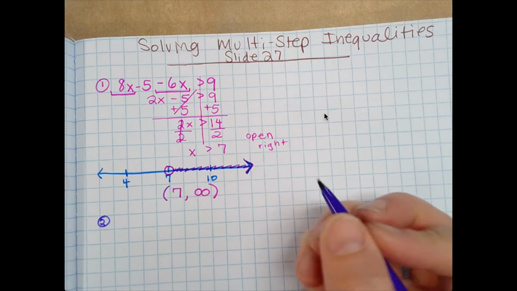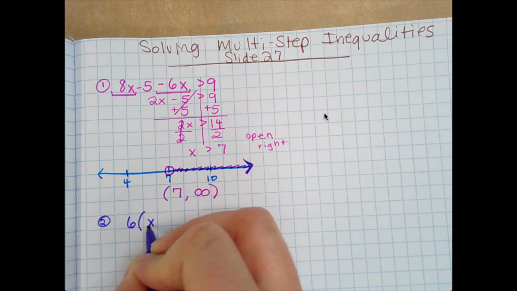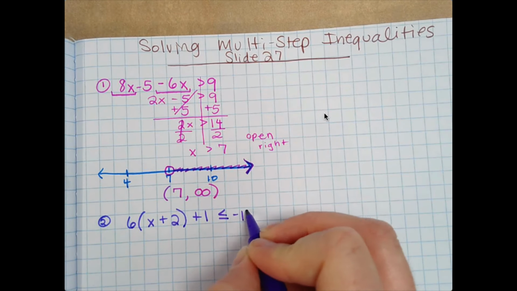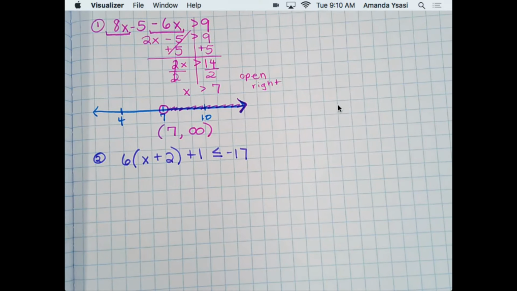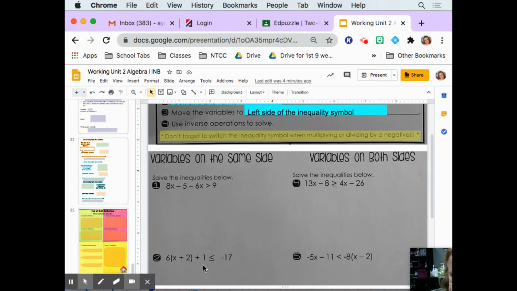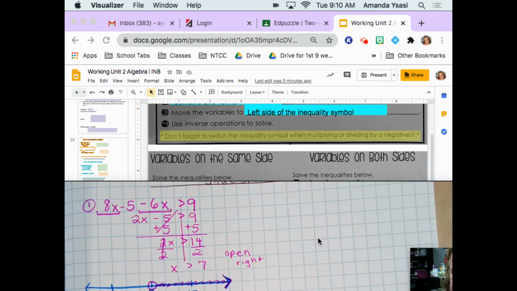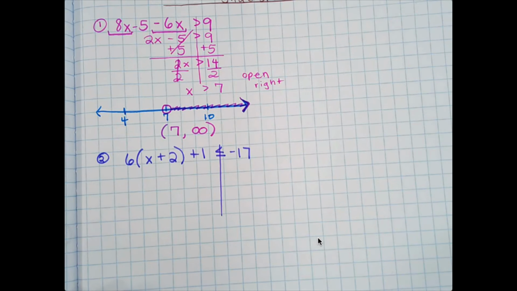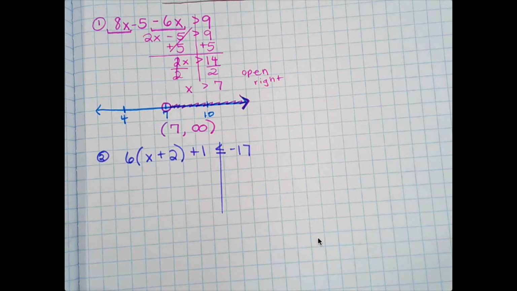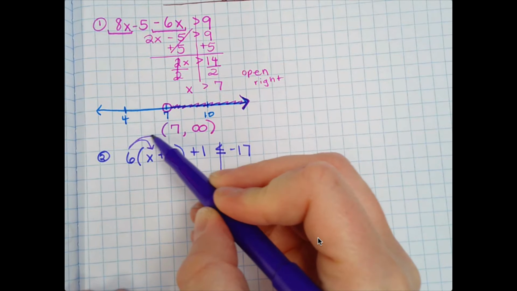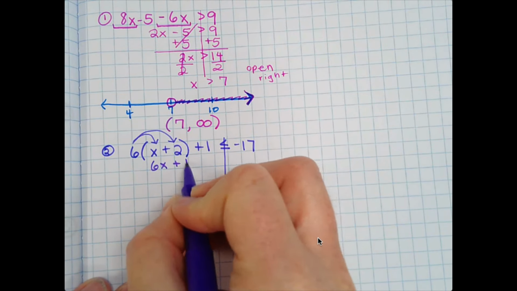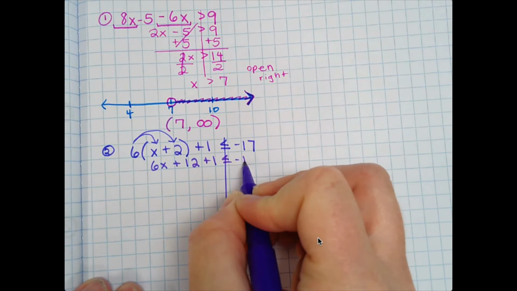Okay, let's look at number 2. 6 parentheses x plus 2, close parentheses, plus 1, is less than or equal to negative 17. Draw your line down your inequality symbol. So step one, distribute. So we're going to distribute the 6 to everything inside. So we get 6x plus 6 times 2 is 12 plus 1 less than or equal to negative 17.